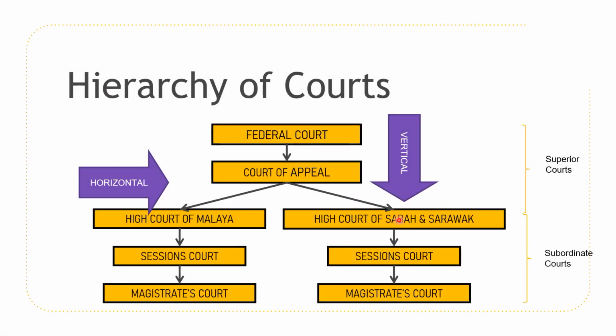To understand more about binding precedent, let us look at the hierarchy of courts. The doctrine of binding precedent is where a court is bound to follow its prior or past decision or a court's decision of the same level or equal jurisdiction. The doctrine works in two directions. Vertical, meaning top down. The lower courts are bound to follow decisions of the courts above them. For example, if there is a decision made by the Federal Court, the courts under the Federal Court have to follow the decision that has been made.